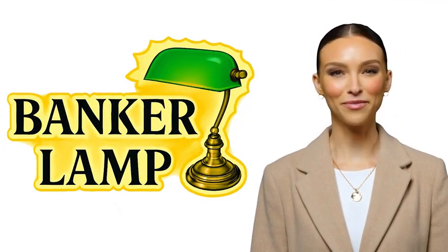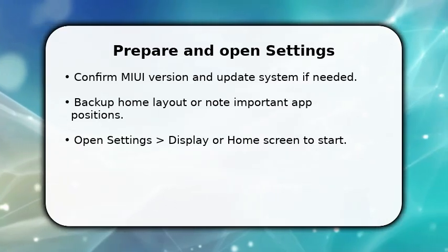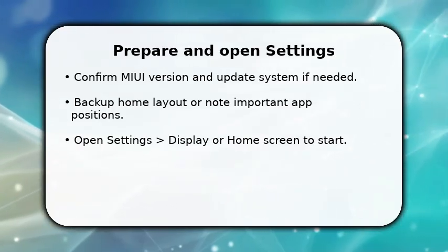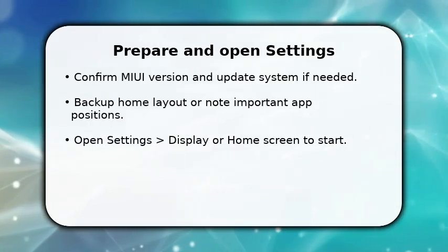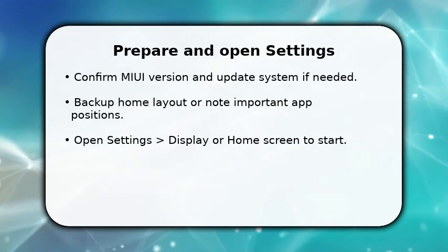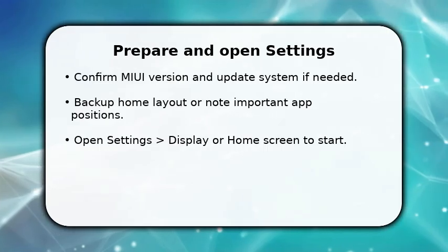Please enjoy the video. You'll start by confirming essentials so changes don't break your layout. Check MIUI version and back up your home layout. This protects icons and folders. Once done, open Settings and navigate to Display or Home Screen Settings. You're not wasting time. This is where display options live.